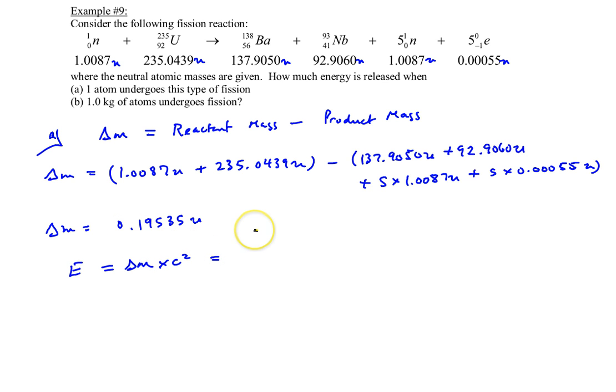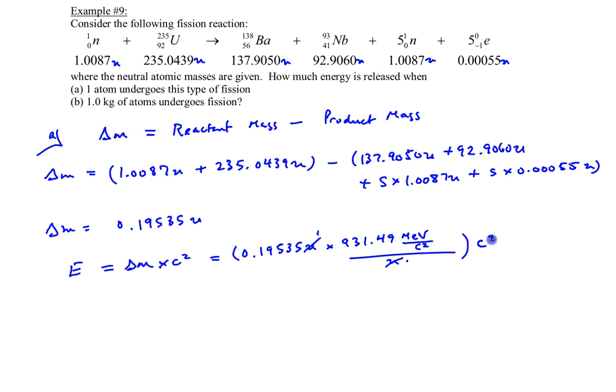Now, to find the energy, the easiest way, using Einstein's energy equivalence formula, is just to leave this in atomic mass units. So you would have 0.19535 U's, and then multiplied by, let's convert this to mega electron volts per c squared here. So we're going to multiply this by 931.49 mega electron volts per c squared for every atomic mass unit. So the U's cancel out, and we're going to get units of mega electron volts per c squared.